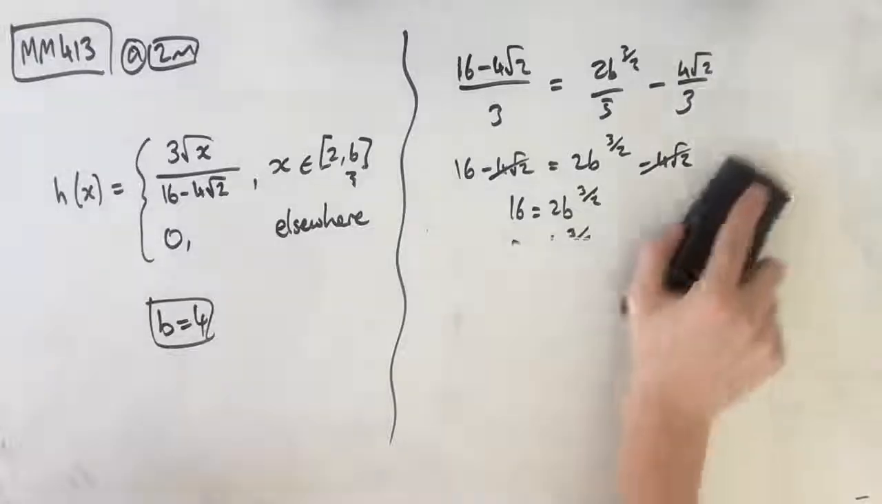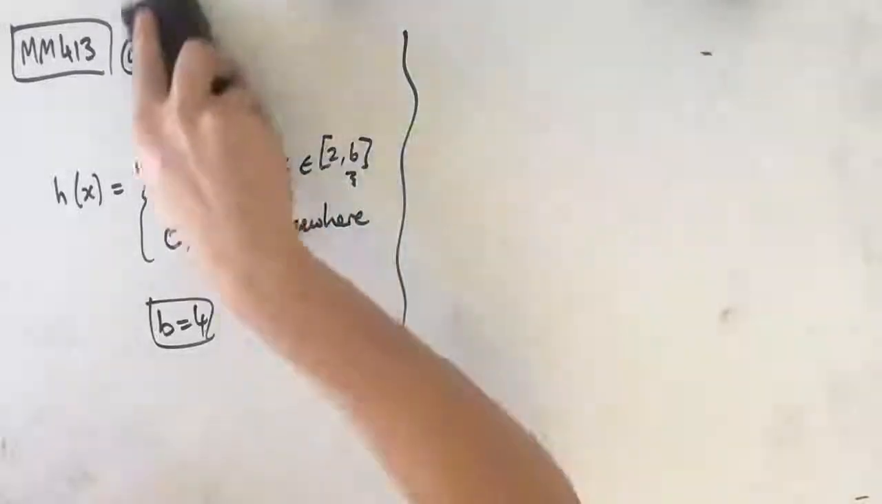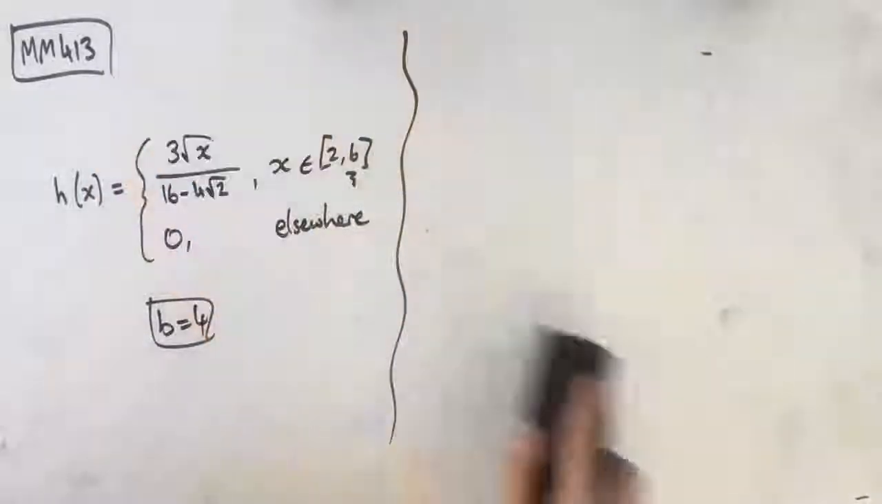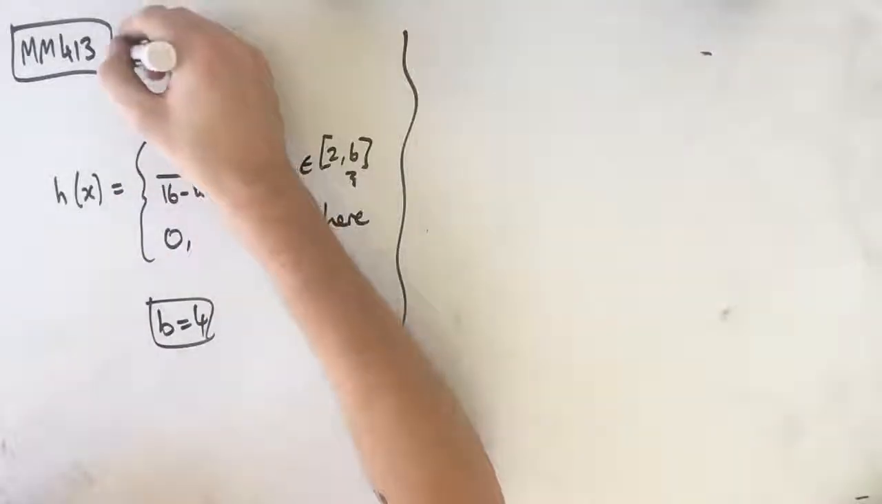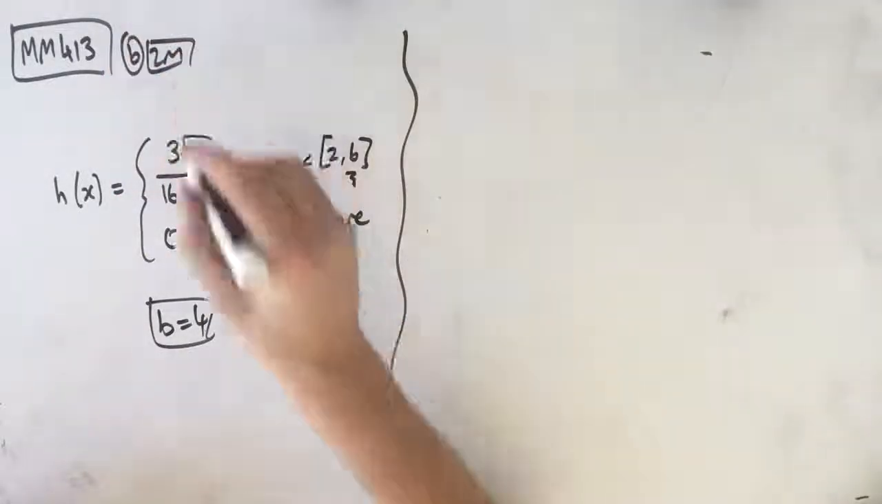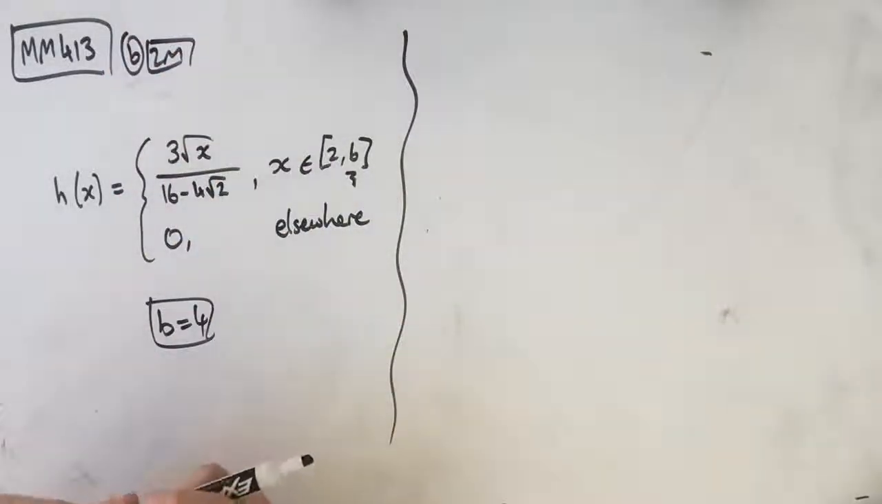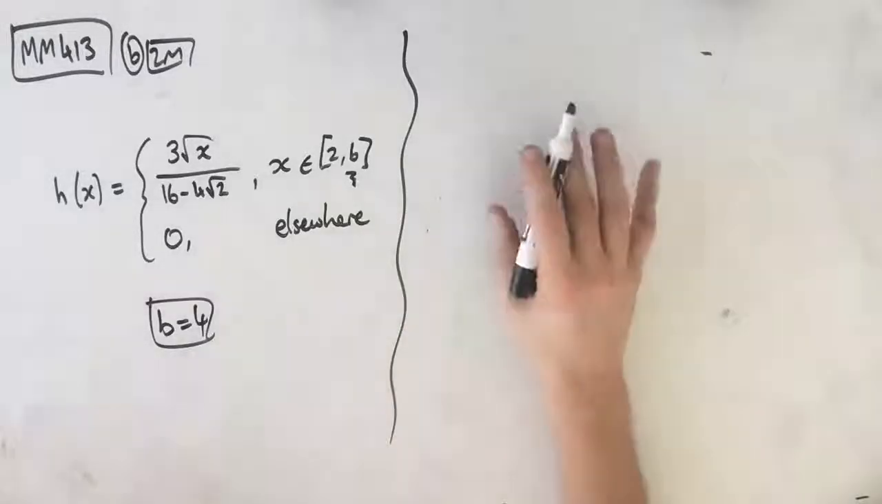Now part B is a 2-mark question again. And it tells us to find, correct to 3 decimal places, the value of mu, where mu is the average weight of honeycomb contained in a beehive.